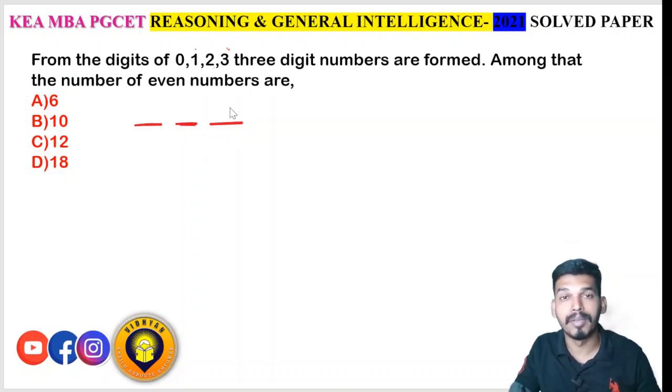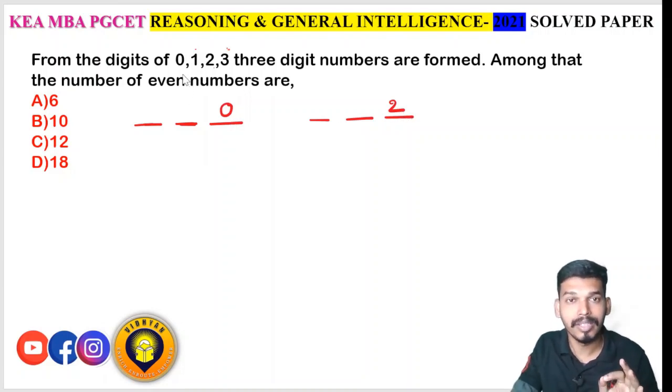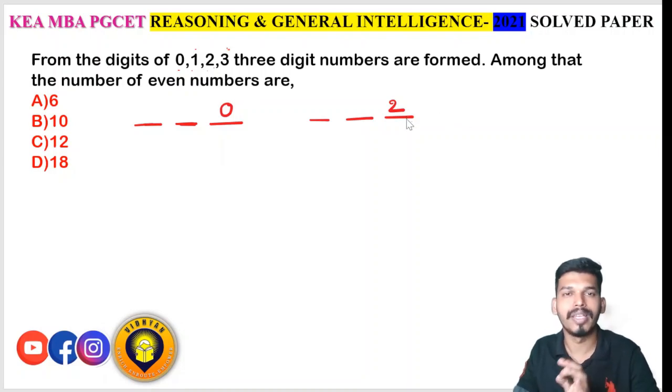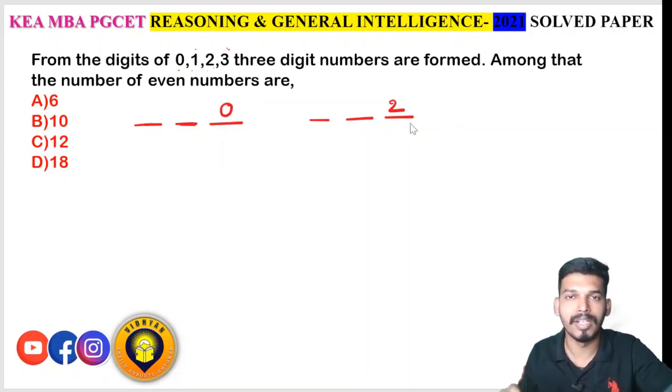So for an even number, what will be the conditions? The condition will be the last digit will be either 0 or the last digit will be 2, right? If the last digit is 0, it will become an even number, or if the last digit is 2 in the given 4 digits. So if it is ending with 2, then the number will become even.